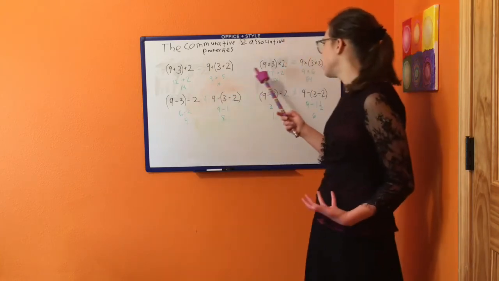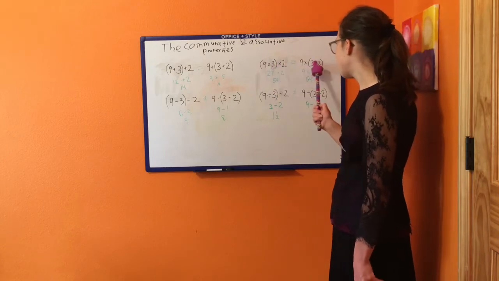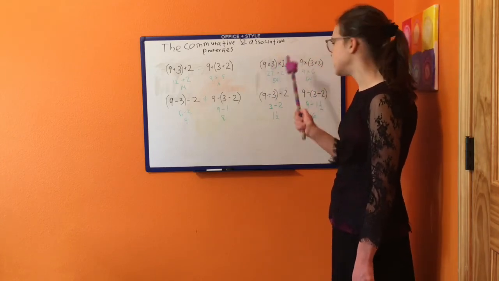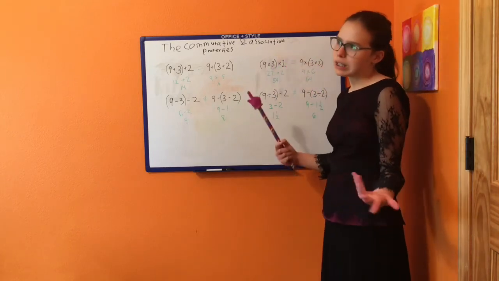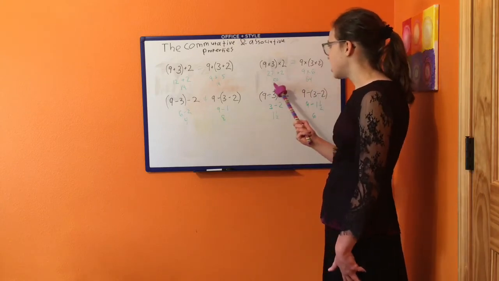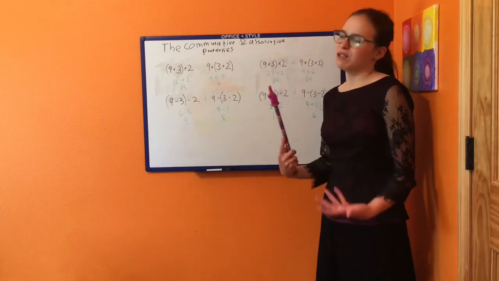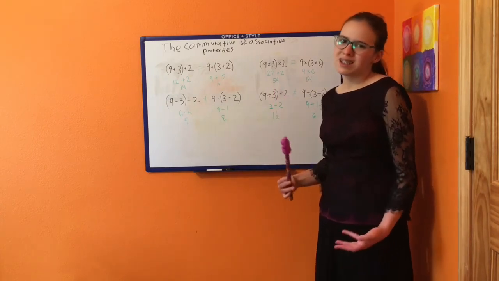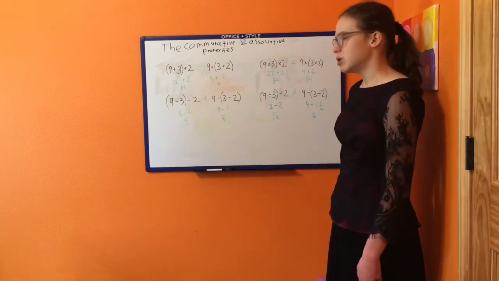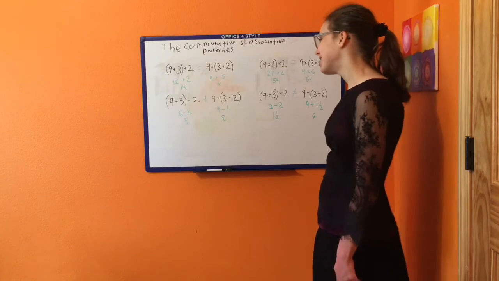The same is true for multiplication. It doesn't matter where you put the parentheses, the answer will always end up the same. As you can see here, it is always 54. But the associative property does not apply to subtraction and division.